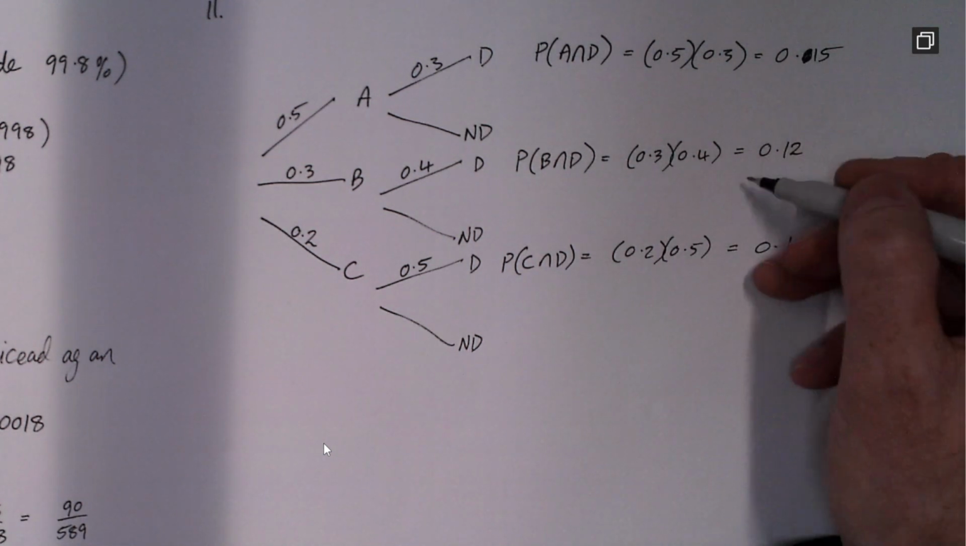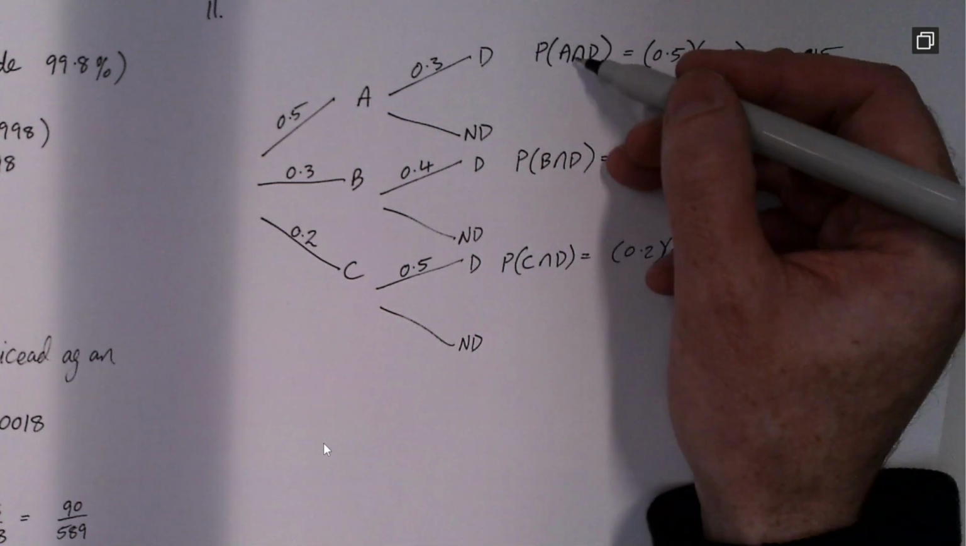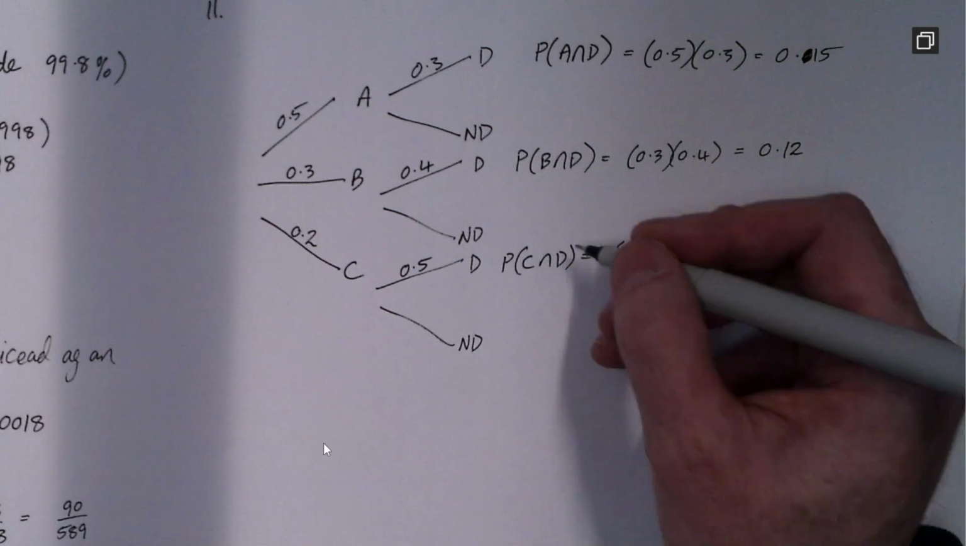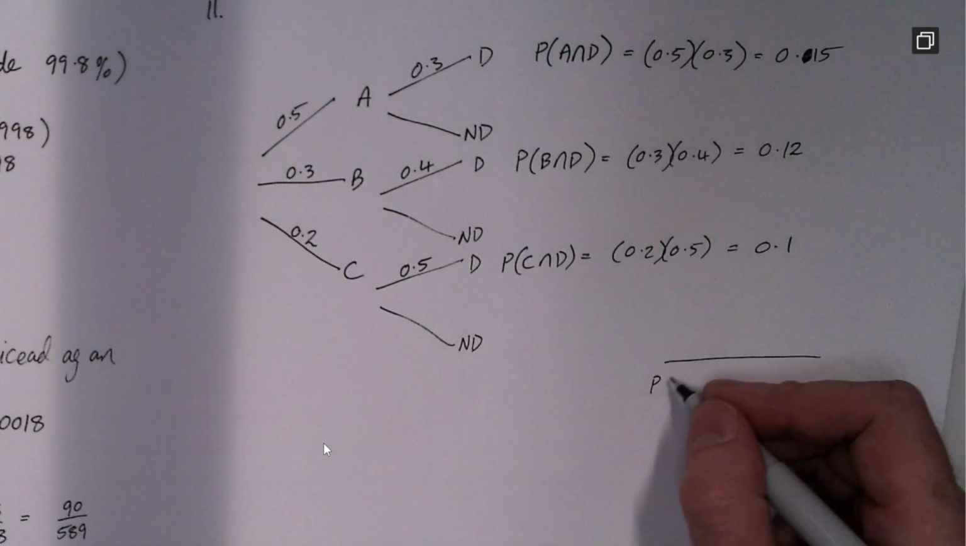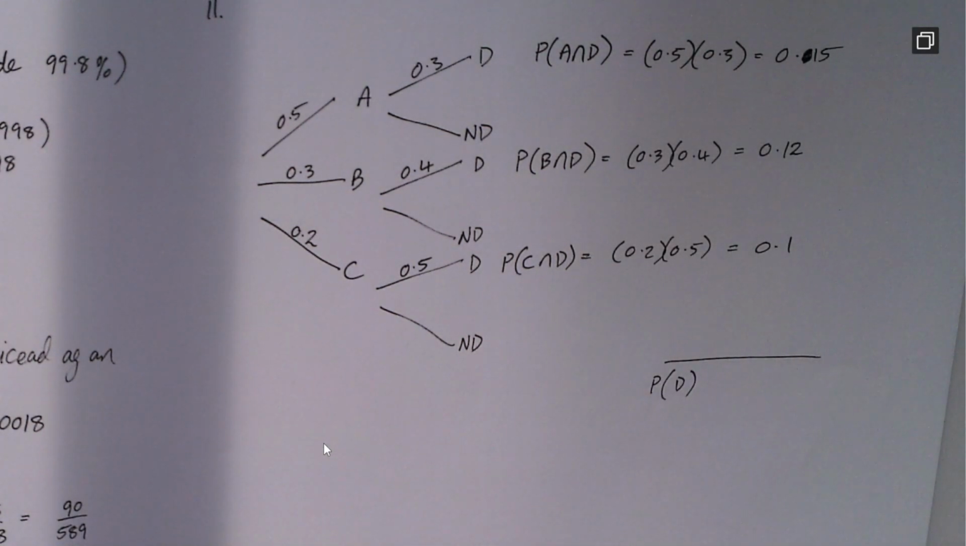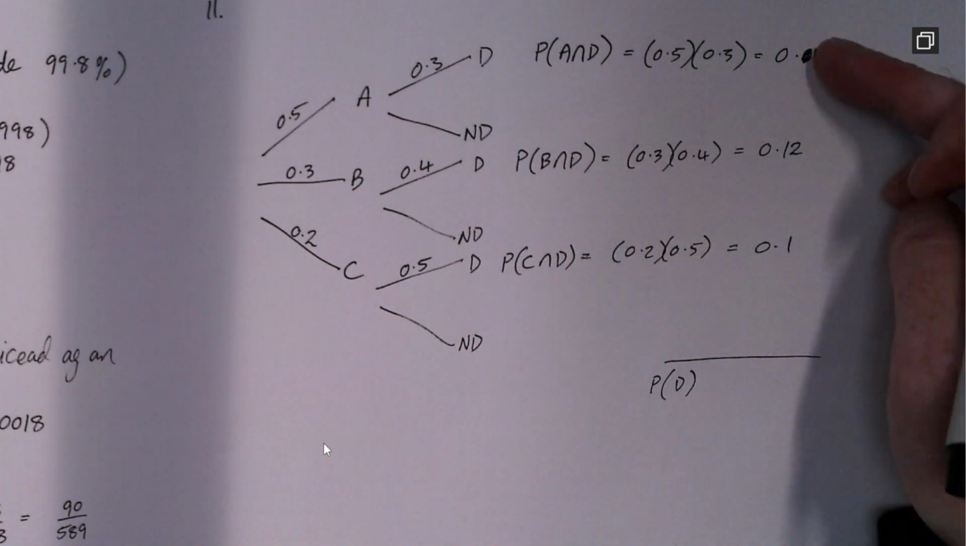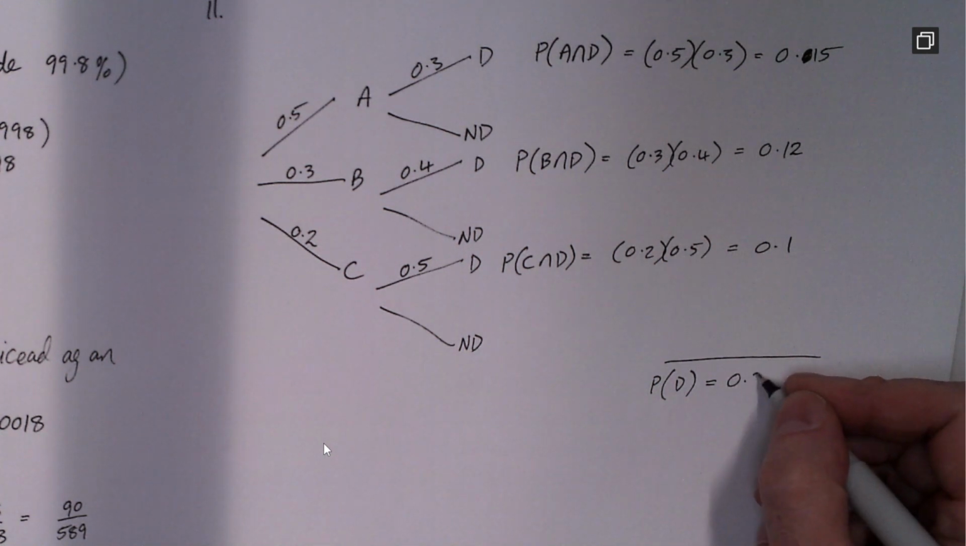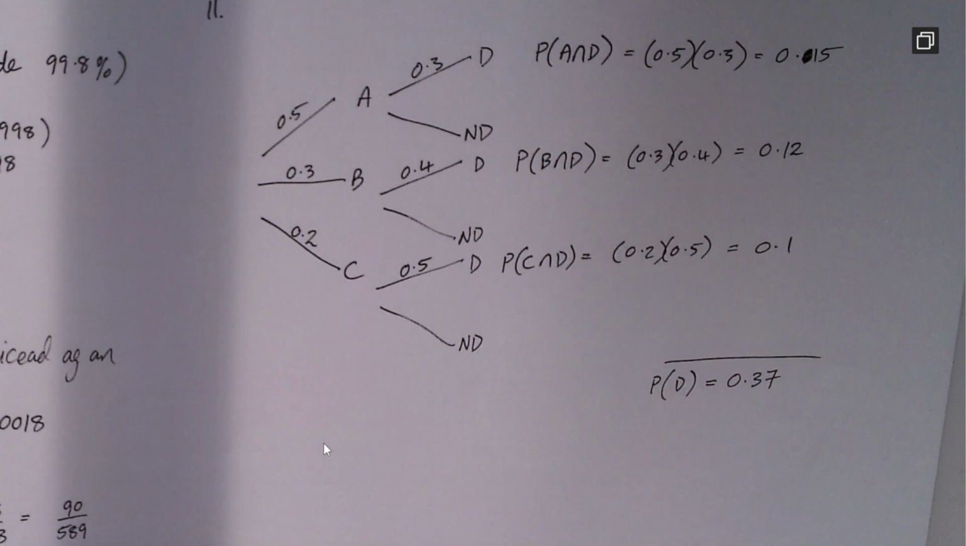Now, my outcome is in the tree diagram. That means A is defective, B is defective, C is defective. So then it says to find the probability that it's defective, because it's A, B and C. So you add the probabilities together for defective. So 0.15 plus 0.12 plus 0.1 is 0.37.